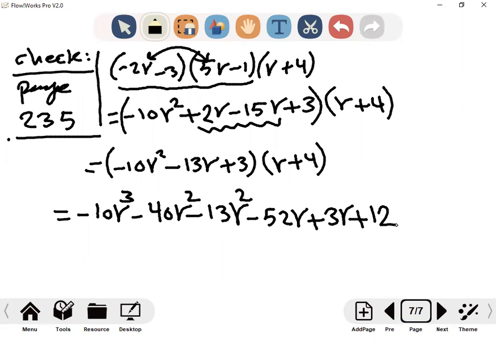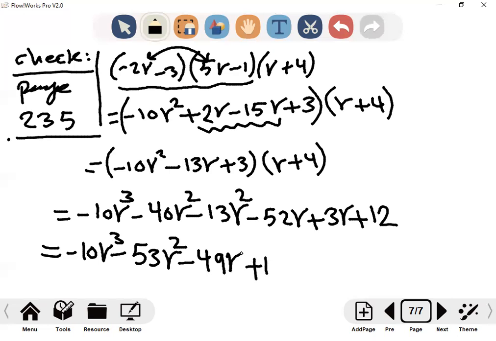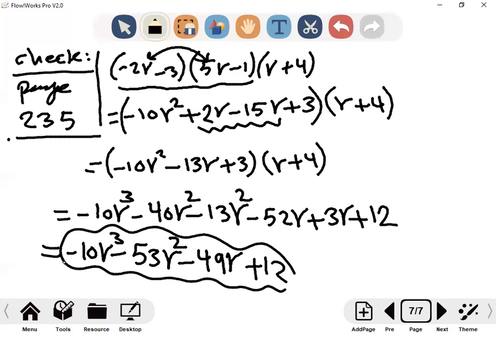Now you need to combine the like terms. R power 3, do we have another r power 3? No. Now r power 2, you have negative 40, negative 13, negative 53 r power 2. Negative 52r plus 3r, negative 49r, plus 12. This is your answer.